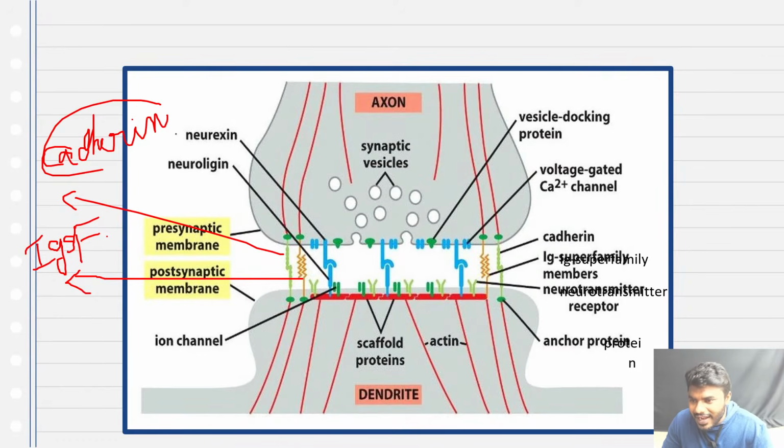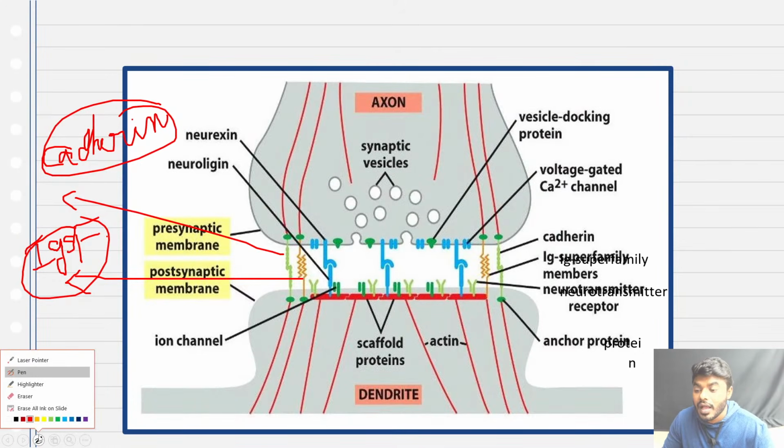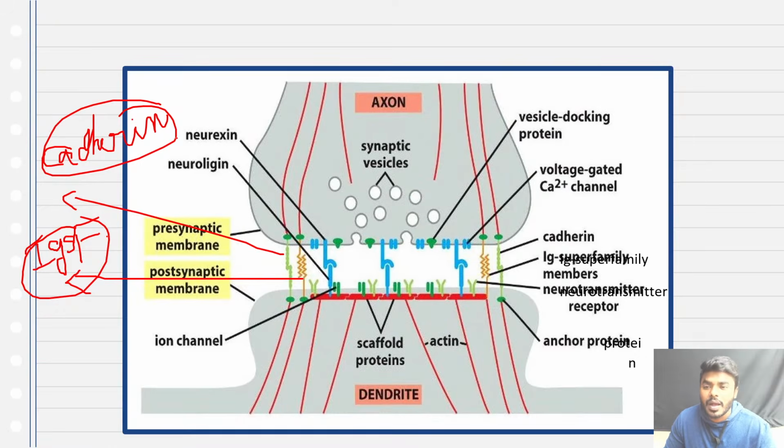But cadherin and IGSF are there, but there should be another interaction which is also very important, I can say. The presynaptic membrane and postsynaptic membrane are associated with each other by neurexin and neuroligin. Kindly do not get confused with this particular point. Listen to my statements very carefully, friends. One is neurexin. Another one, what do we call it, friends? Neuroligin. All the students look into this.